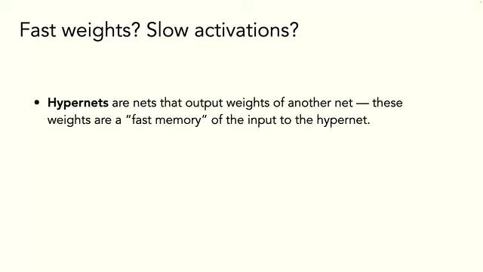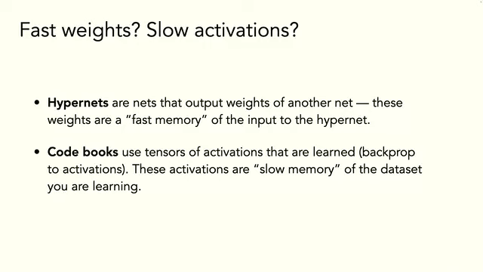Just as food for thought, there's this idea of hypernets, which are nets that output weights of other nets. They're used as a version of neural architecture search. And so those weights are almost like a fast memory of the input data to that hypernet, right? You're getting as the output of your network another network that's a set of weights. Or there's these ideas of codebooks. These actually use tensors of activations that are learned. So you're doing backprop to the activations themselves. And you could argue that these activations are kind of slow memory of the data set you're learning.